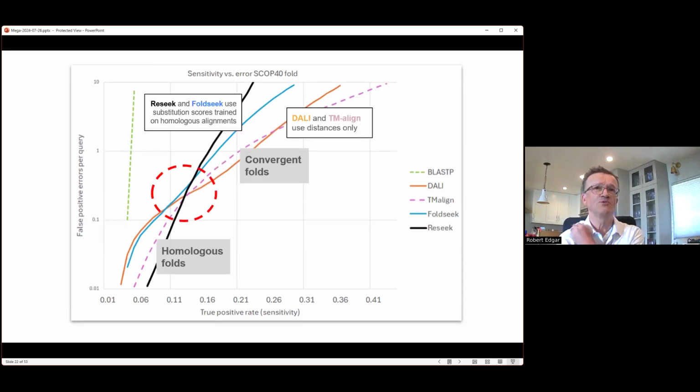Well, this is my interpretation of that plot. So if you remember, folds are believed to be due to convergence. So if you're a member of the same fold and the same superfamily, you're homologous. But if you're a member of the same fold but a different superfamily, then you're believed to be convergent. And I think that crossover point where you see the red dashed circle, that represents the transition from being in the same superfamily to being a different superfamily.